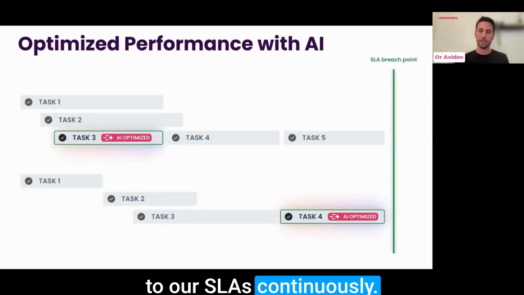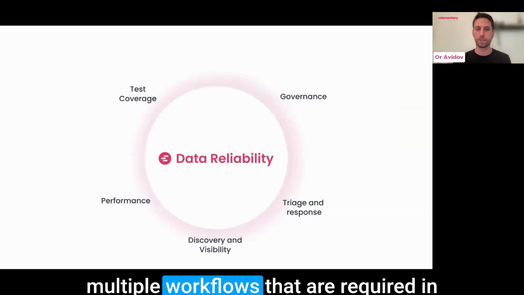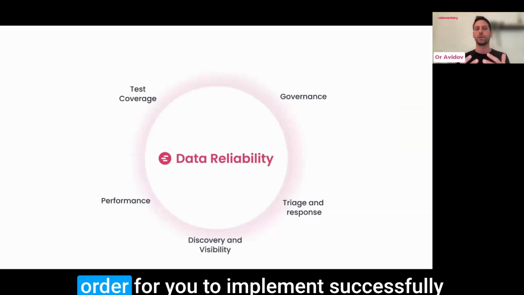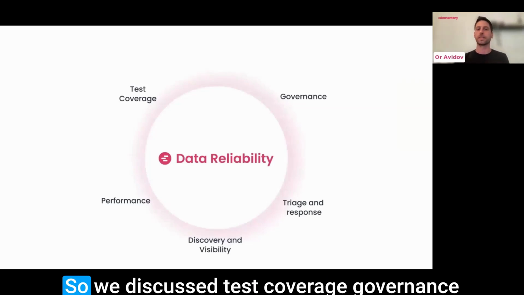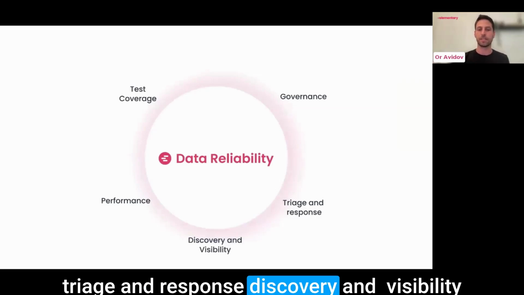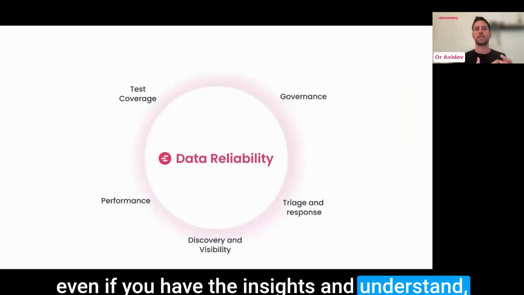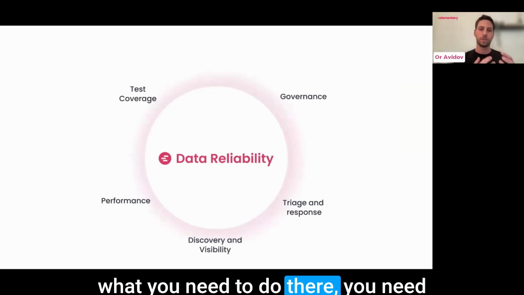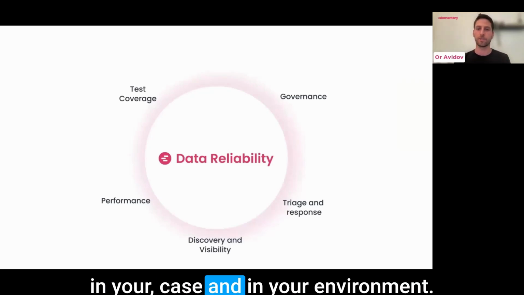So to summarize, we've gone through multiple workflows that are required in order for you to implement successfully data reliability in your organization. So we discussed test coverage, governance, triage and response, discovery and visibility, and performance. And all of them without AI, even if you have the insights and understand what you need to do there, you need to take actions and implement them in your case and in your environment.